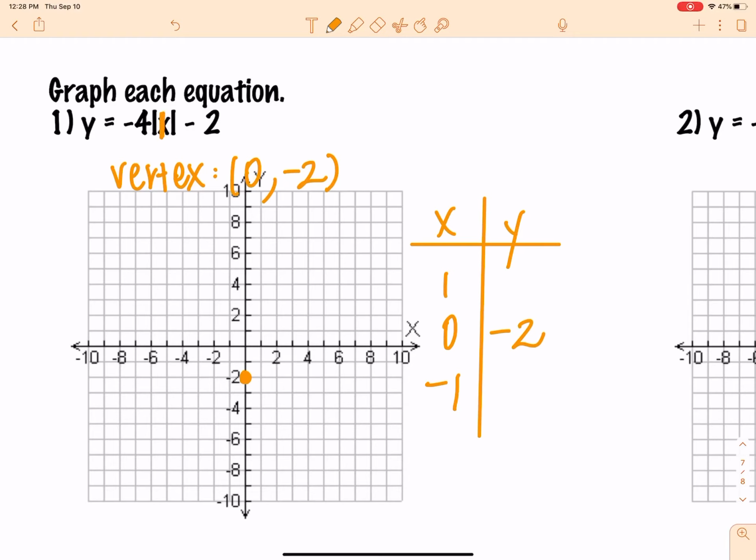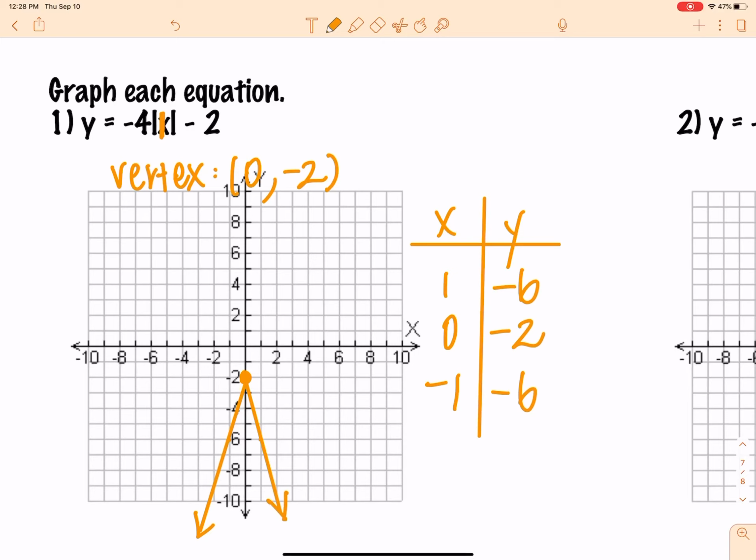Okay, so the absolute value of 1 is obviously 1. So -4 times 1 minus 2 is -6, which obviously makes this one -6. So let's plot those 2 points. And these are just rays that you learned in geometry. And that's your absolute value graph.